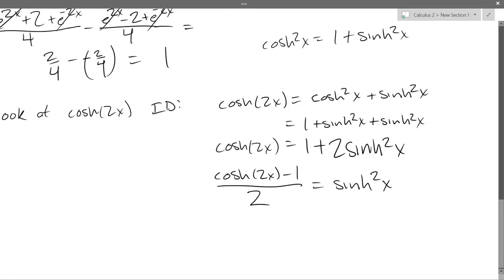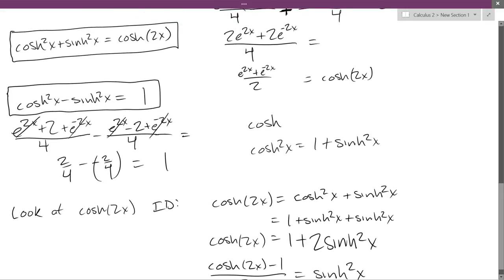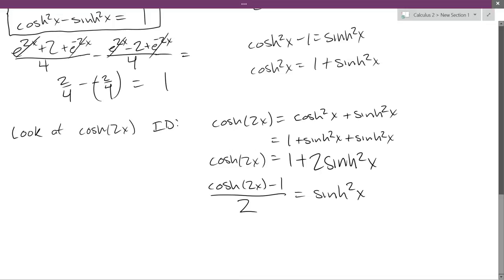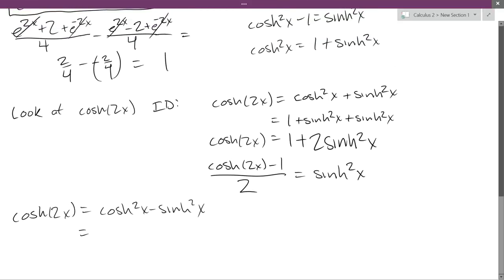All right, we're back. So we'll subtract 1, or we can just subtract 1 right off the line below where I'm writing. So I can substitute out sinh squared, and put in cosh squared minus 1. So start with the same identity, cosh 2x equals cosh squared x minus sinh squared x, and replace sinh squared with cosh squared minus 1.